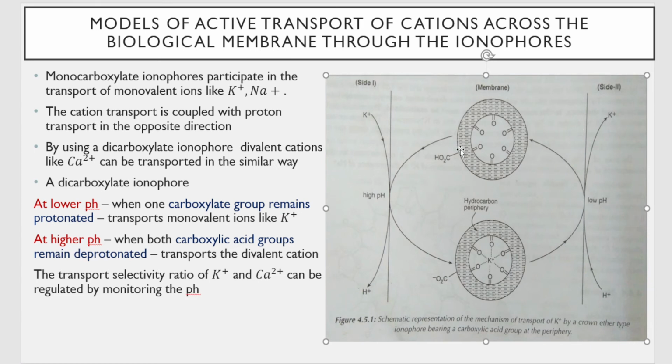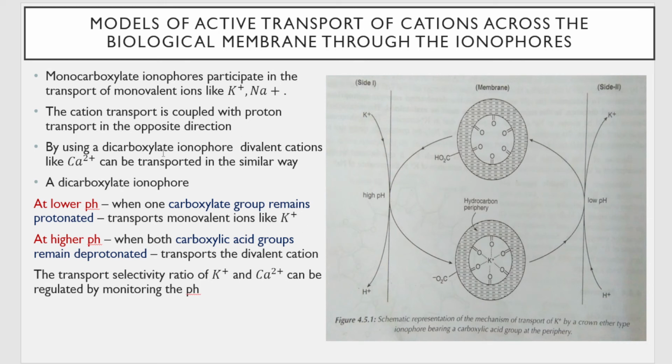Correct. Did you understand the mechanism? So whenever it is at a high pH, it is in a deprotonated form. So it can take up K plus in its center and take it to the other side. Whereas when it is in the low pH, it is in the protonated form, that is, it is in the form of COOH. So it cannot take K plus, so it will drop off the K plus and go. Correct. So that was in case of a monocarboxylate ionophore.